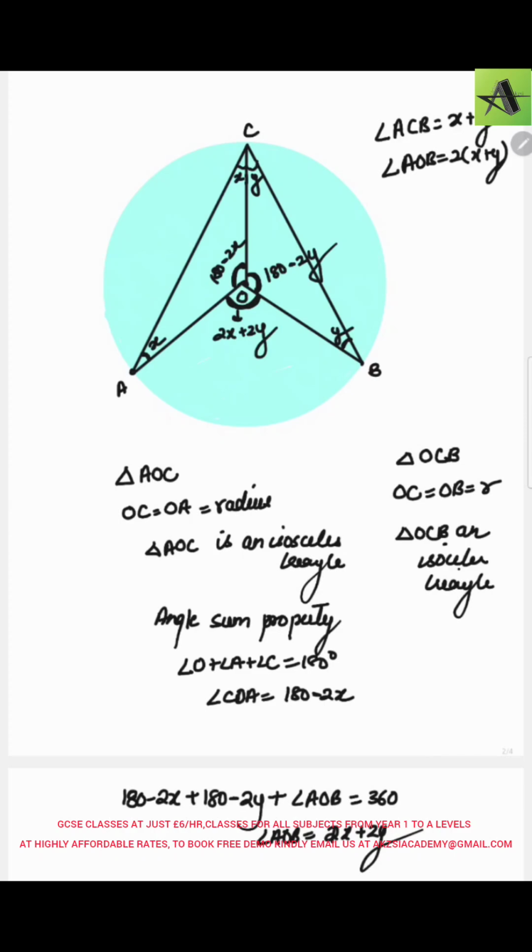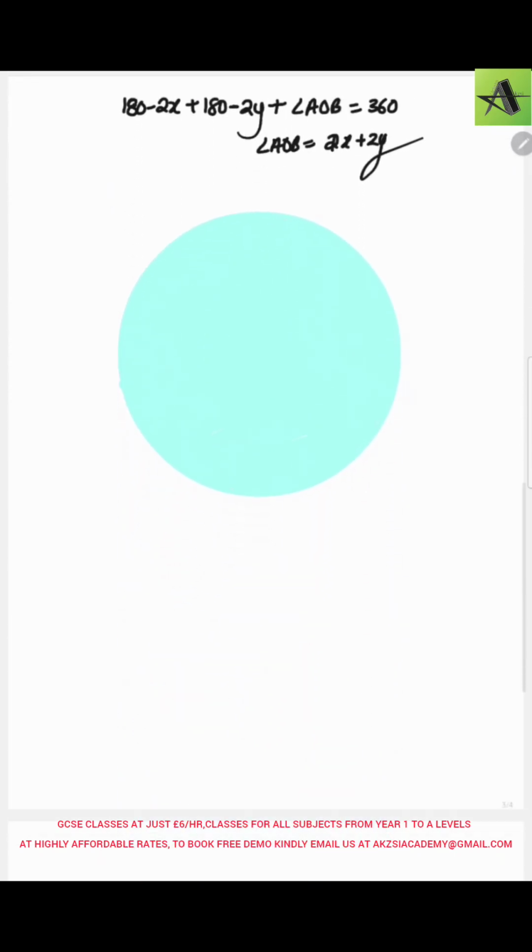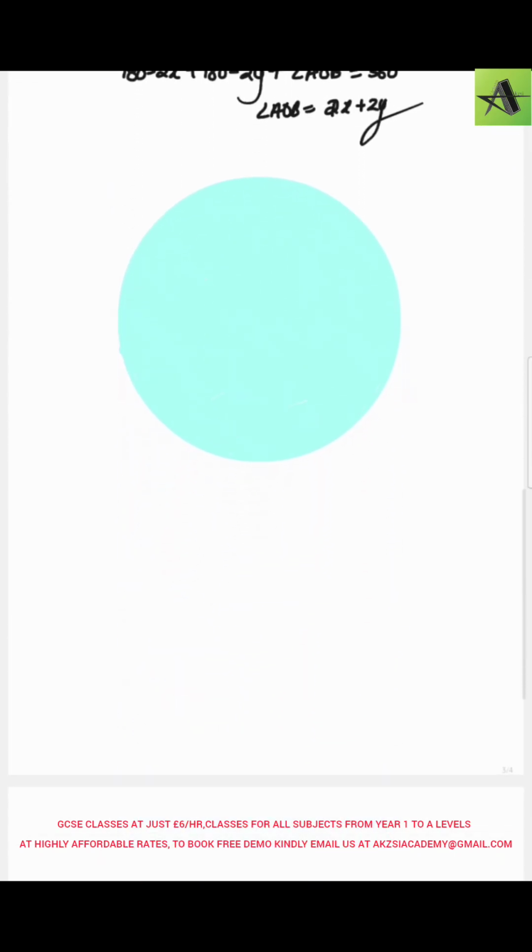Moving on to our next theorem. Our next theorem is called the angles in the same segment theorem. Its statement says that angles in the same segment are always equal.